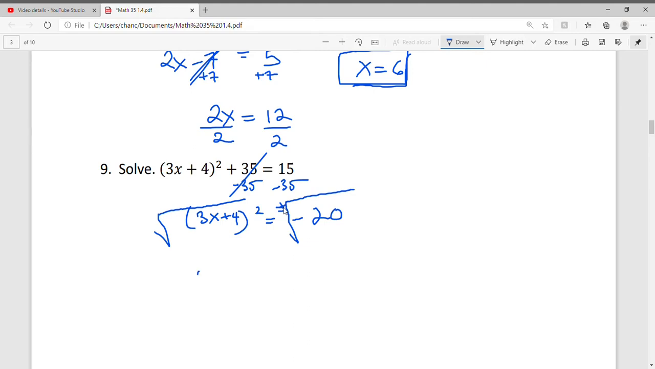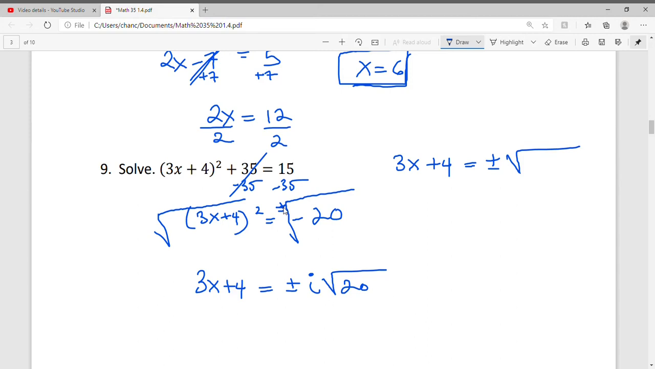Now we can write this as 3x plus 4 equals plus or minus. There's a negative here. Let's pull out the i. And then we'll break down the square root of 20. We have 3x plus 4 equals plus or minus the square root of 20, which is 2 times 2 times 5. There's a pair of 2's. So I have 3x plus 4 equals plus or minus 2i root 5.